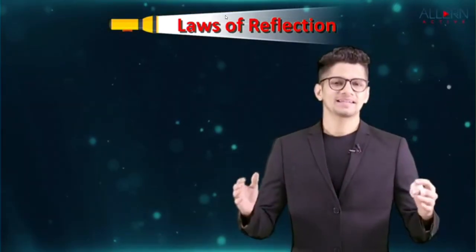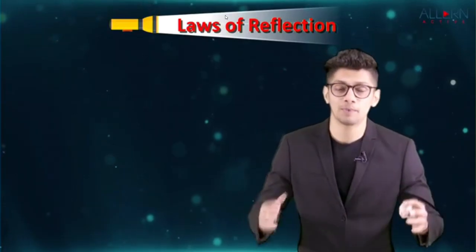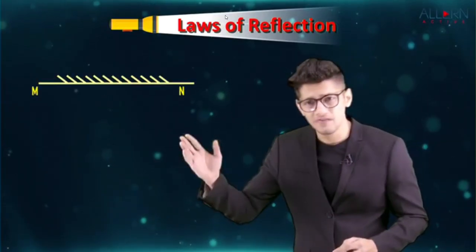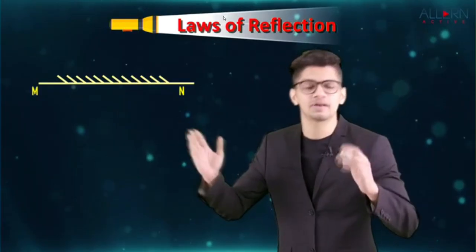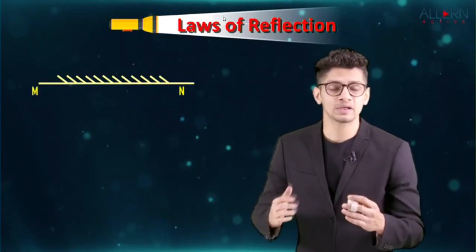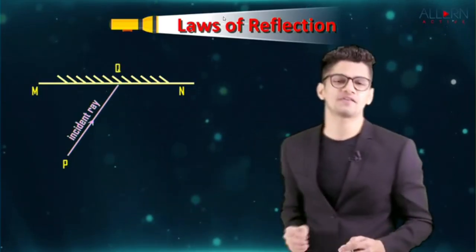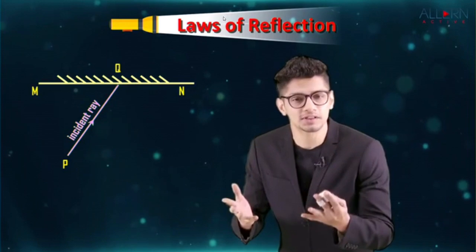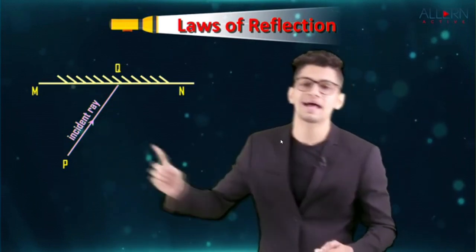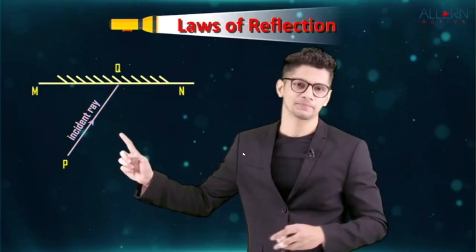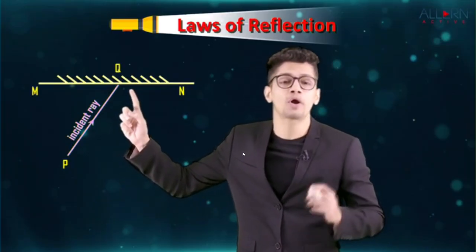Now let us understand laws of reflection with the help of a ray diagram. Here we have a mirror, that is a plane mirror in front of us, and we are going to make a ray of light incident on this mirror. Here you see we have a ray of light which is getting incident towards the mirror. That is the reason it is called the incident ray. This point is called the point of incidence.